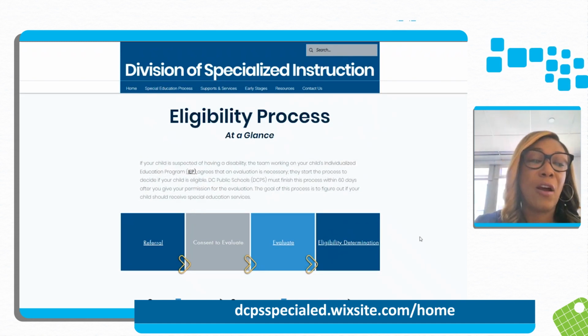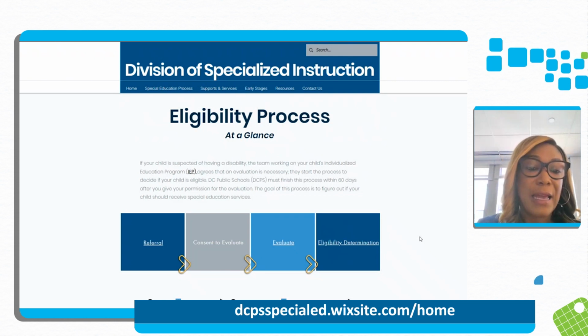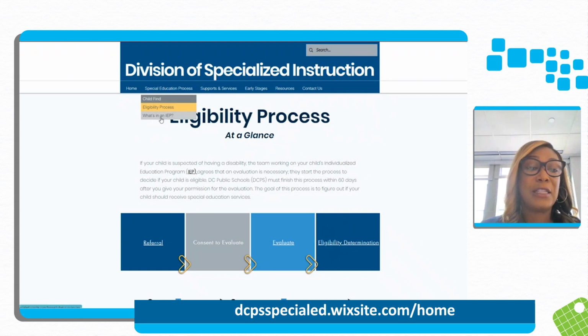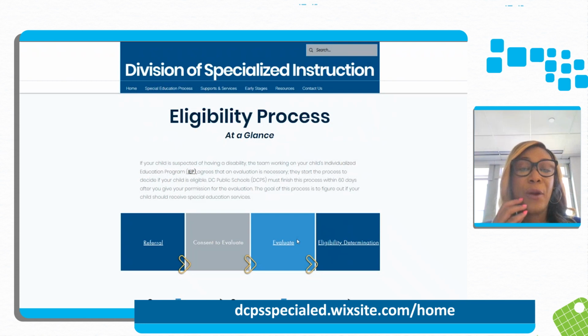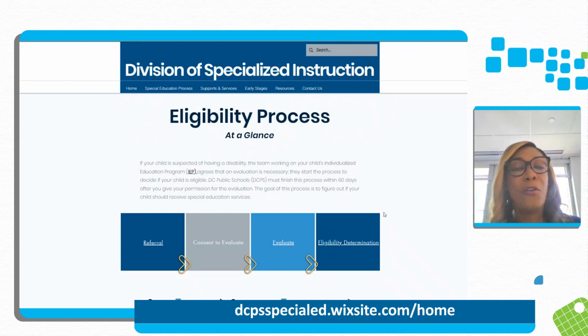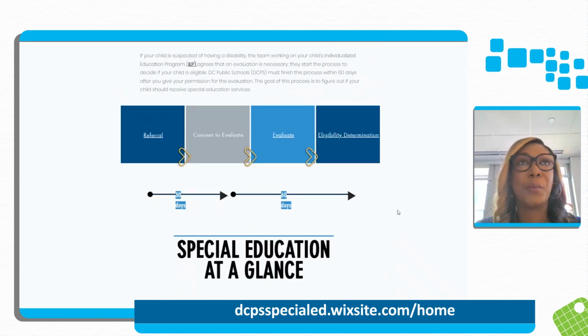That information can also be reviewed here through the eligibility process at a glance, complete with information about what happens at the referral stage. Also, if the team determines more data is warranted and there needs to be a consent to evaluate that information, the evaluations, as well as all the way to the eligibility determination.